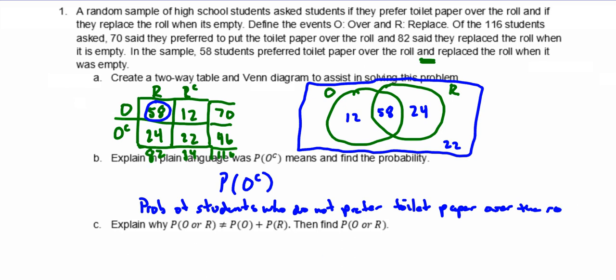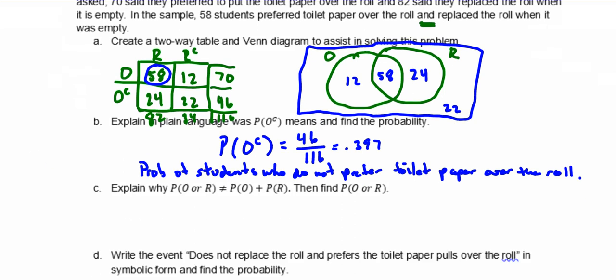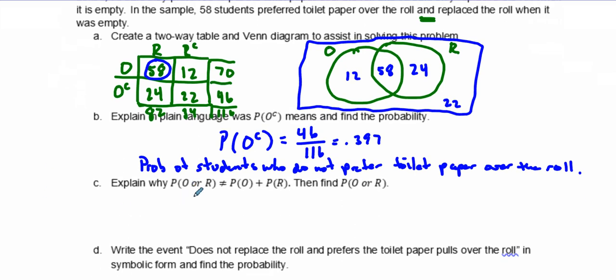So they prefer it actually under the roll. Okay, at least we know it's not there. And so what is this probability? Well, this probability is not under the roll, which would be 46, because that is the not, over 116. And if you put this in your calculator, you can have that equal to about 0.397.